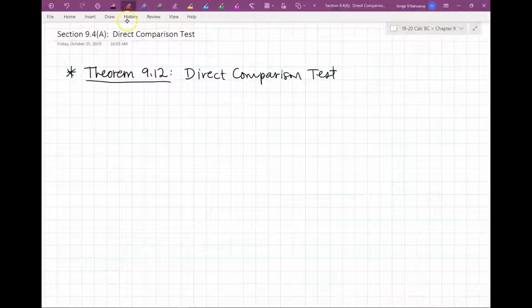But here's the definition. Let me just write it out really quick. Let 0 be less than or equal to a sub n, less than or equal to b sub n, for all n. It's very important that you notice that a sub n is in the middle and b sub n is at the end. So note that a sub n goes in between the 0 and the b sub n.